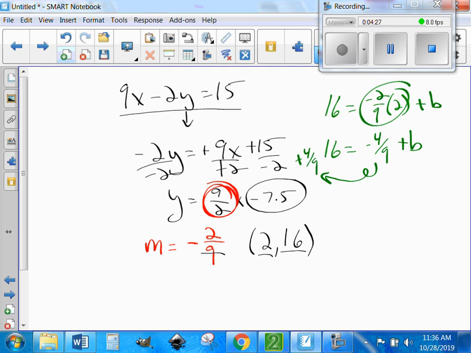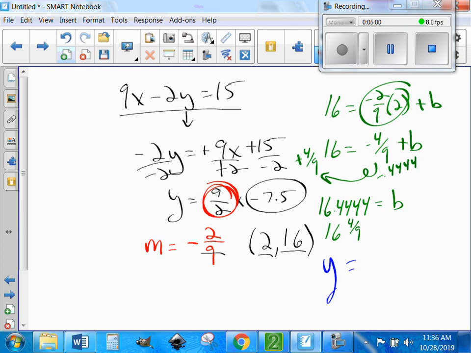Now that's negative 0.44444444. And if you want to do everything in decimal, you can. Just keep lots and lots of those decimals so your calculator can later turn that back into a fraction. So if we do this 16 plus 0.44444444, that gives us 16.44444444 equals b. And if we use our calculator for that, that'll turn it into 16 and 4/9, or it might give it to you as an improper fraction. Either way, that's the b value, 16 and a little bit.